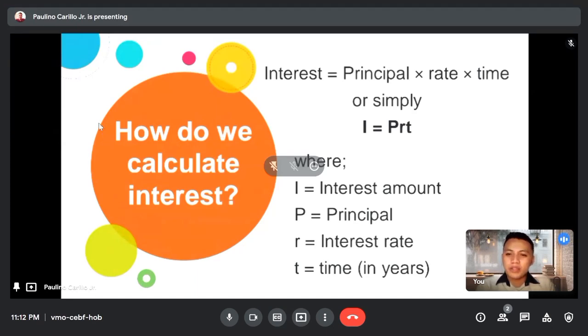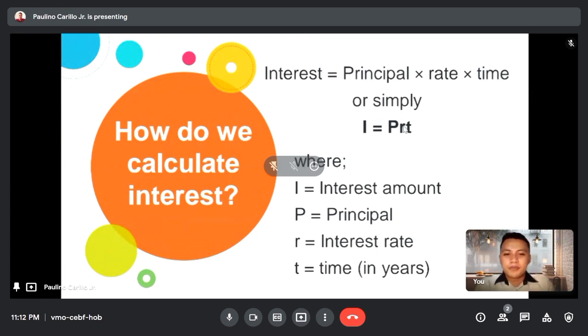How do we calculate the interest? Interest can be calculated as simply as this: principal times rate times time, or I equals PRT. This is the formula. So you need to remember this because we are going to use this later.